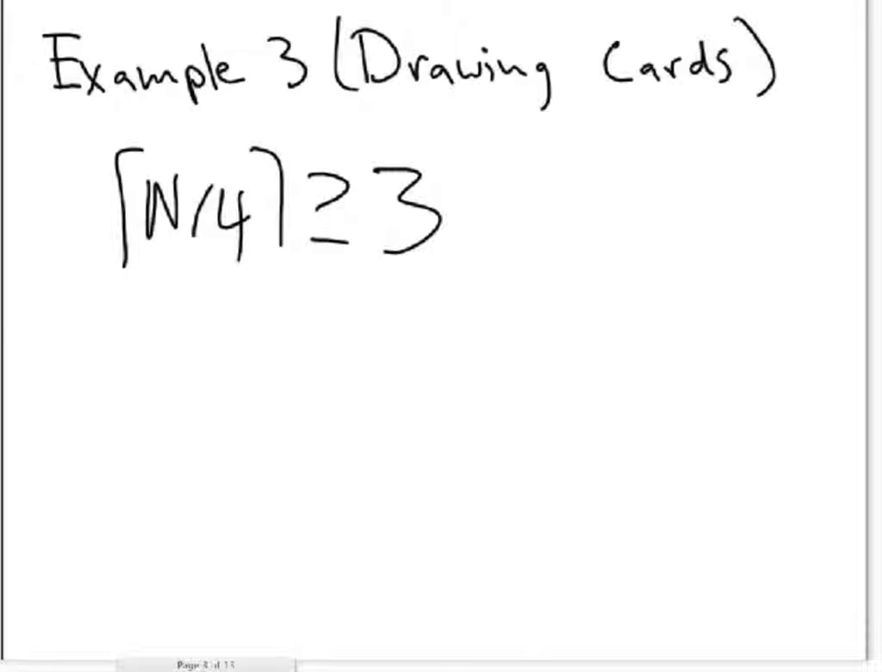So the smallest integer n such that ⌈n/4⌉ is greater than or equal to 3 would mean n would be equal to 2 times 4 plus 1, as shown from the definition before, and that would be 9. That would mean 9 cards would be sufficient to draw 3 cards of the same suit. In other words, 9 cards must be selected to ensure that 3 of them are the same suit.